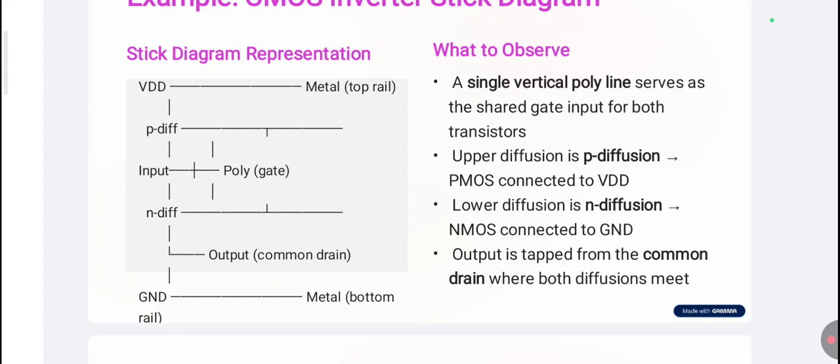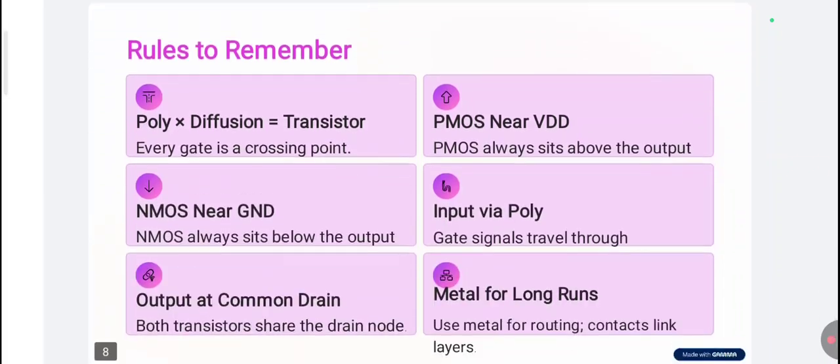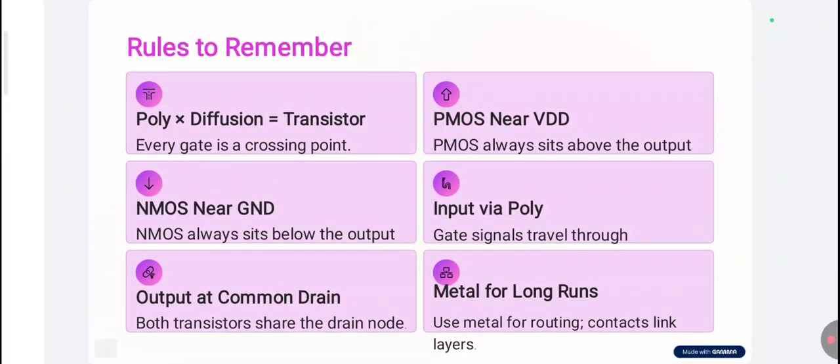So the things we must remember here are: a single vertical polysilicon line serves as the shared gate input for both transistors, and the upper diffusion is nothing but P diffusion. This is always connected to the positive power supply rail VDD, and the lower diffusion is N diffusion, and it is always connected to ground. The output is taken from the common drain terminals where both of them meet. So here come the most important rules of stick diagrams.